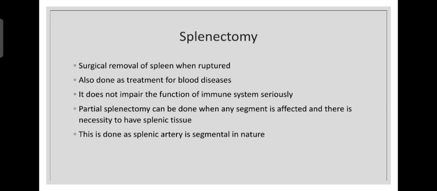Then splenectomy. Splenectomy is the surgical removal of the spleen when ruptured. It is also used as a treatment for blood diseases. It does not highly impair function, that is the immune function of the spleen. Partial splenectomy is done when only one segment is affected, and we can preserve some splenic tissue for its function. This is possible as we already saw that there are segments of spleen and the arteries are segmental in nature, which gives rise to partial splenectomy.